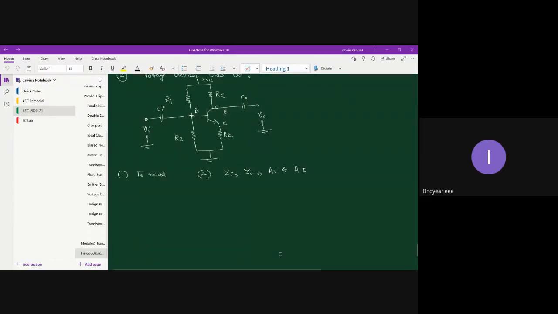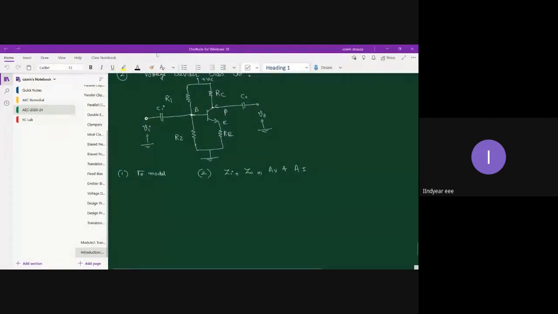Right. So I started with voltage divider bias circuit, right? So let me continue with that. What I'll do is I have not connected a capacitor here. Okay, I'll consider the two cases.